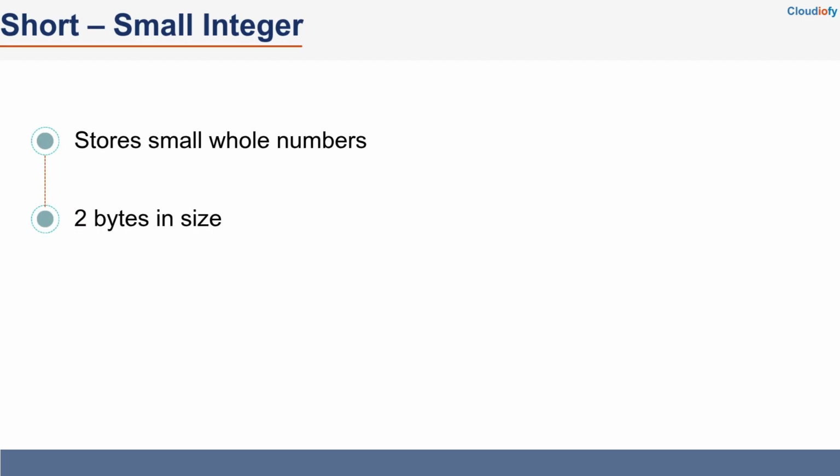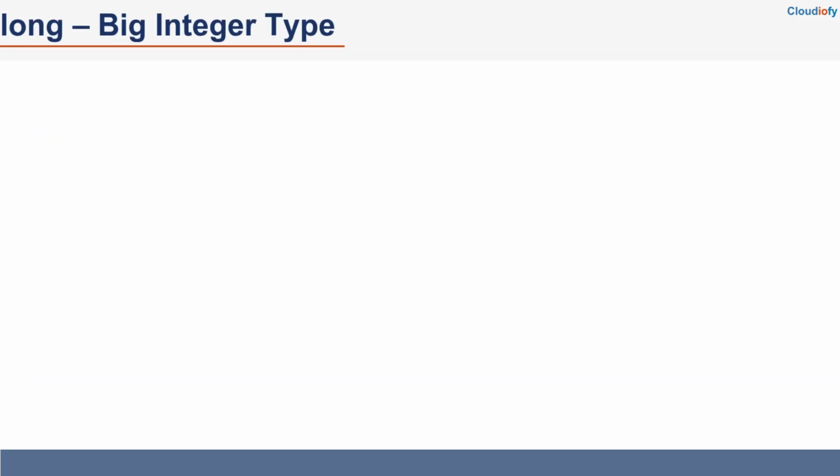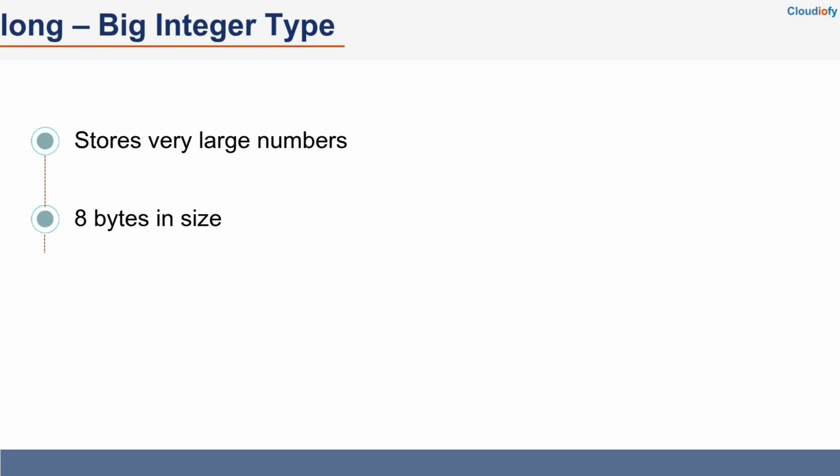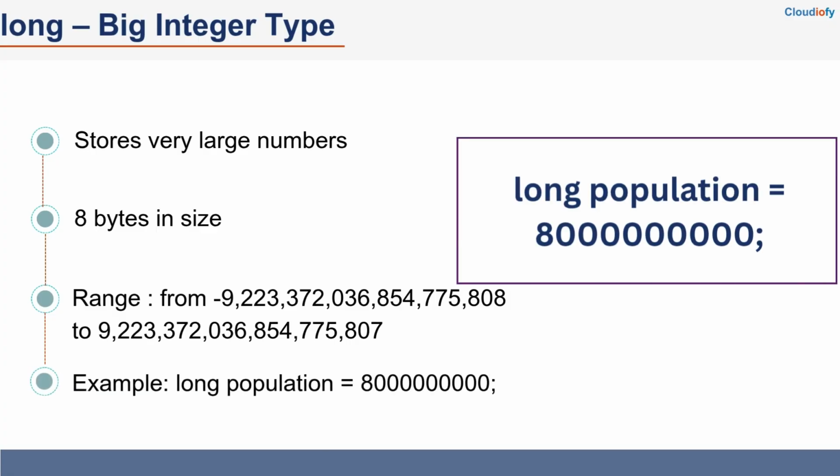Short, small integer. The short type is for smaller whole numbers. It takes 2 bytes and works for values between minus 32,768 to plus 32,767. Example, short temperature equals minus 5. Long, big integer type. The long type is used when numbers get really big. It takes 8 bytes and can store whole numbers from about minus 9 quintillion to plus 9 quintillion. For example, long population equals 8 billion.